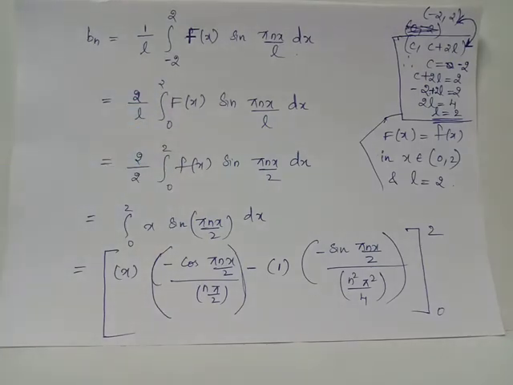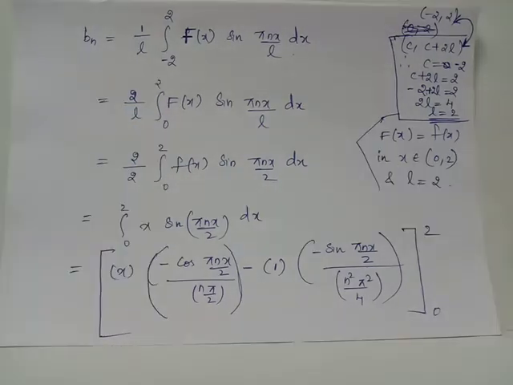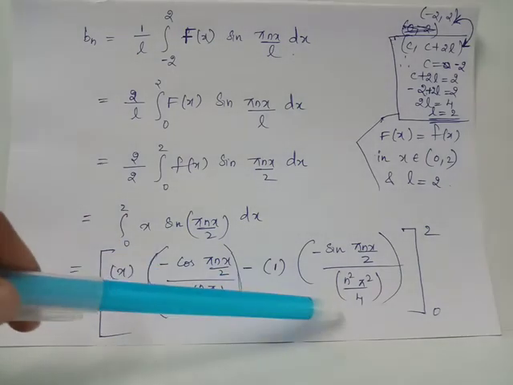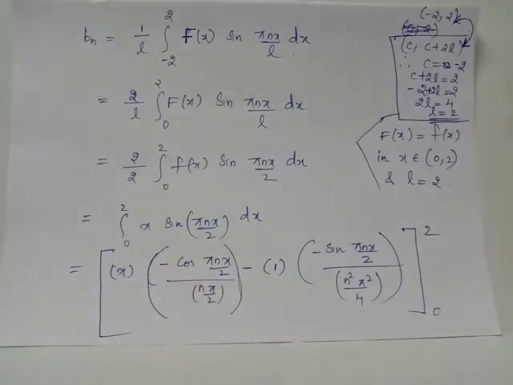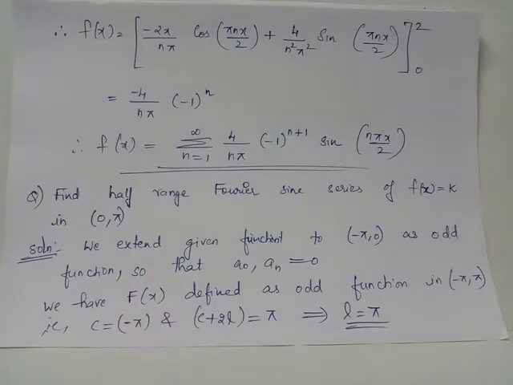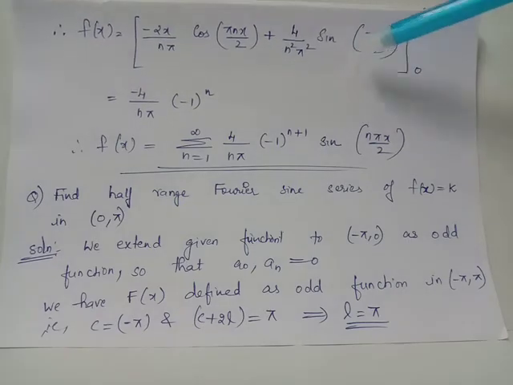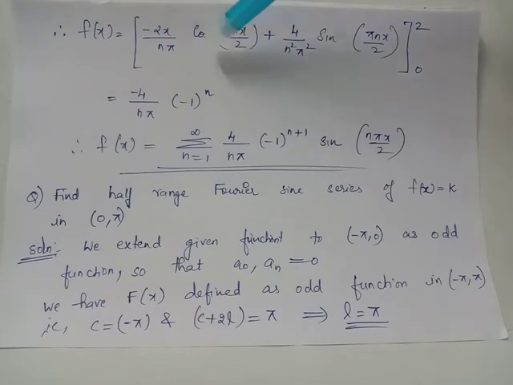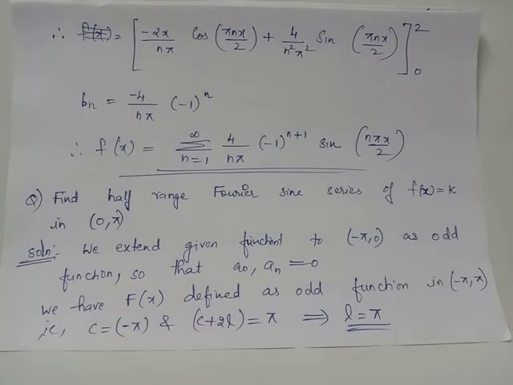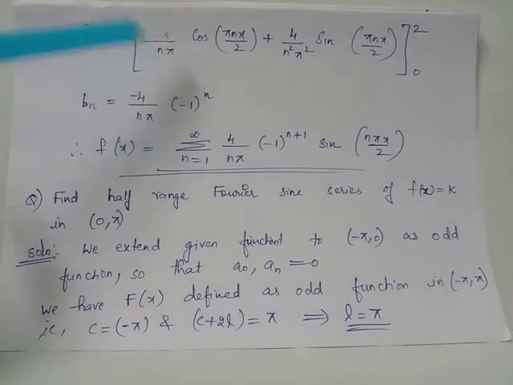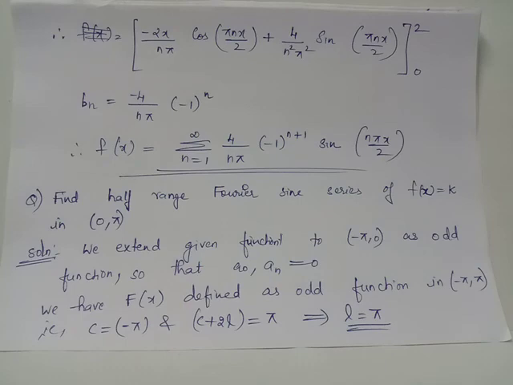Now we perform the integration using integration by parts. These denominators can be taken to the numerators as reciprocals, and in the second term, minus into minus becomes plus. Now we apply the upper and lower limits, x = 2 and x = 0 respectively. In both cases, this term will become 0. When you put x = 0, this term will become 0. Applying x = 2 on this term will only give us a non-zero term.